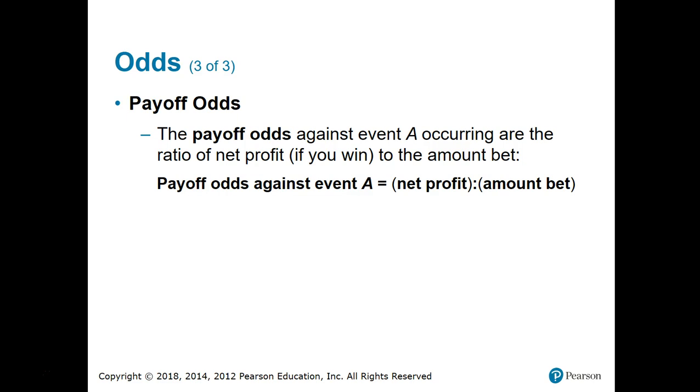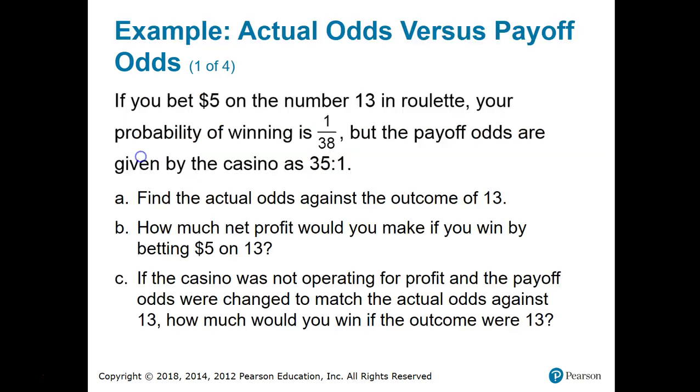Payoff odds against an event A occurring are the ratio of the net profit if you win to the amount of the bet. So the payoff odds of event A are net profit to amount bet. So if I bet $5 and I get 180 back, then my net profit would be 175. So that would be 175 to 5. Notice that it's not what I get back. It's not what I win. It's the net profit. Okay? We do have to watch out for that.